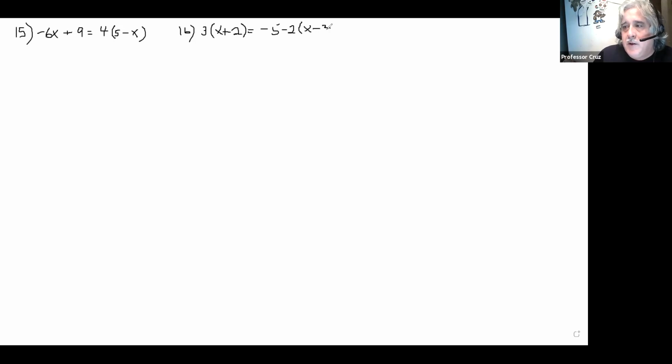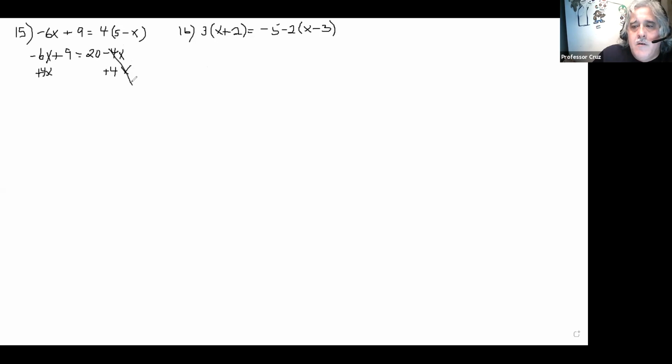All right, let's look at these, and then I'll come back to that fraction one. Okay, so this one's got distribution on the right. 4 times 5 is 20. 4 times negative x is negative 4x. Okay, so now add the 4x. Add the 4x.